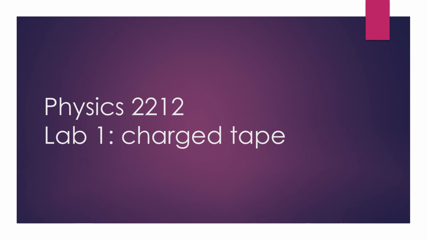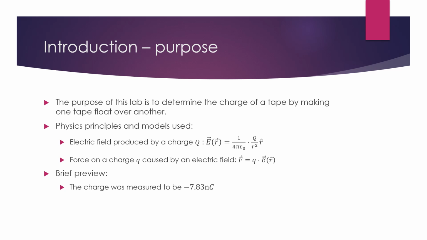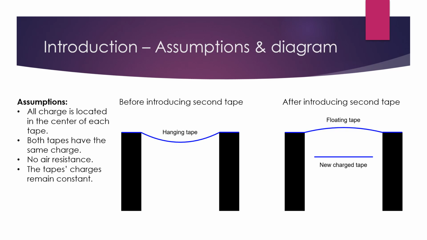Hello, welcome to my Physics 2212 Lab 1 Charged Tape. The purpose of this lab is to determine the charge of a tape by making one tape float over another. The two main physics principles used are the electric field produced by a charge and the force that the field exerts on another charge. A brief preview of the lab is that the charge was measured to be -7.83 nanocoulombs.